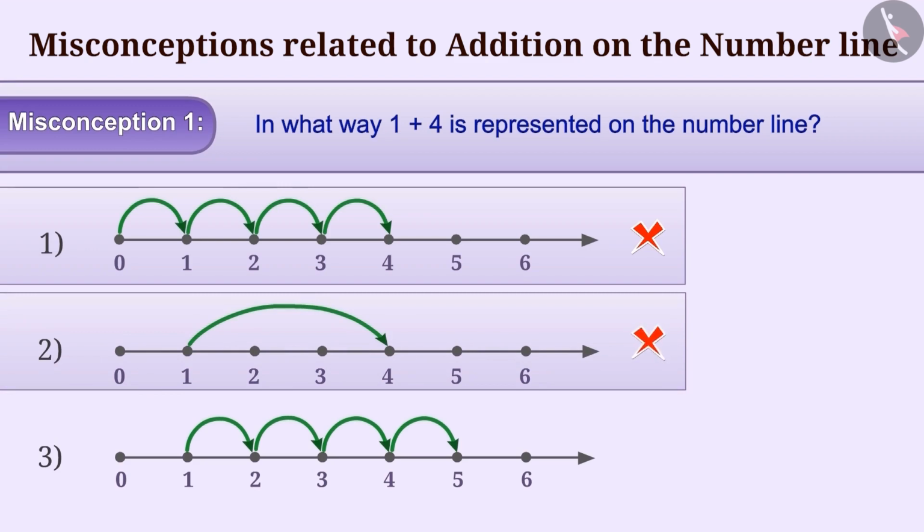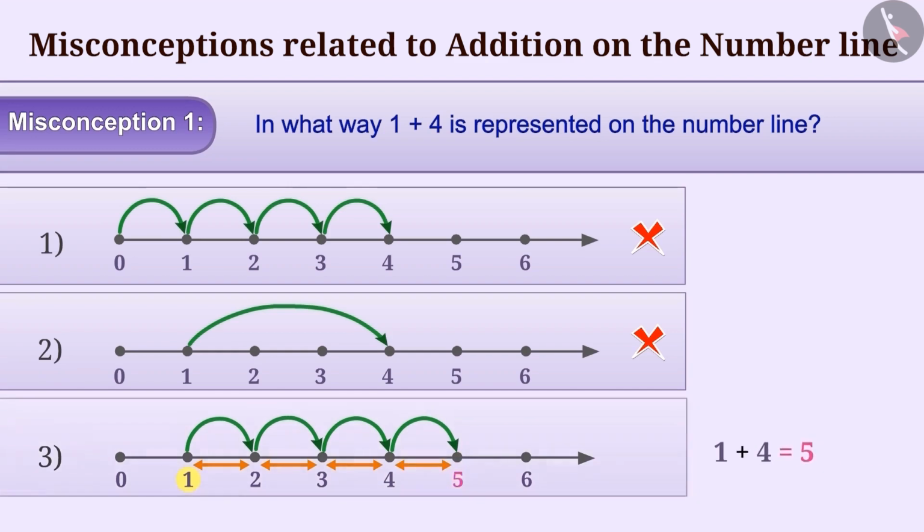To show addition of 1 and 4 on the number line in a correct way, we have to start with the first number, then take 4 steps of unit distance each towards the right. By doing so, we reach number 5. With this understanding, option 3 is the right answer.